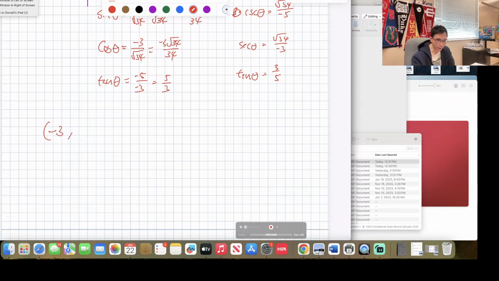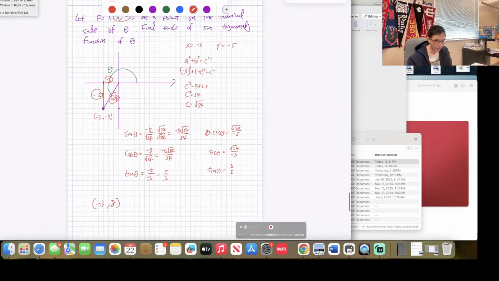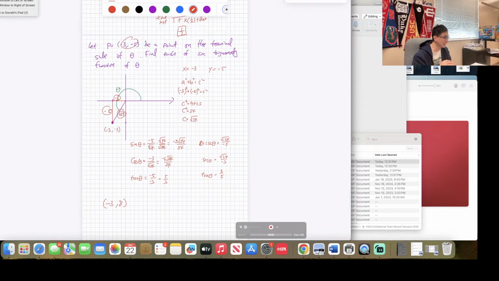-3, comma 8. And same question. The format of the question tomorrow is going to show up exactly the same like this. It's just going to be a different coordinate. You're just going to have to figure out x. You're going to figure out y.